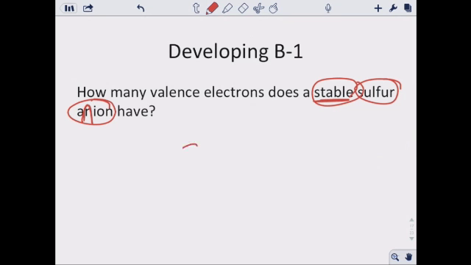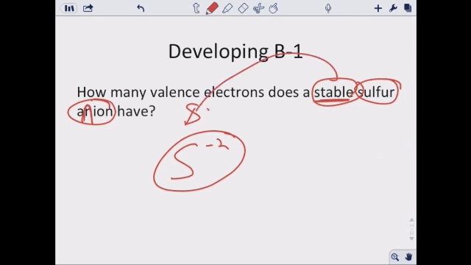So sulfur, when is it stable? Stable when it has 8 valence electrons. So the sulfur anion is going to be sulfur -2. And so it has 8 valence electrons. That is what stable means. And so this is the anion of sulfur that is a stable anion.